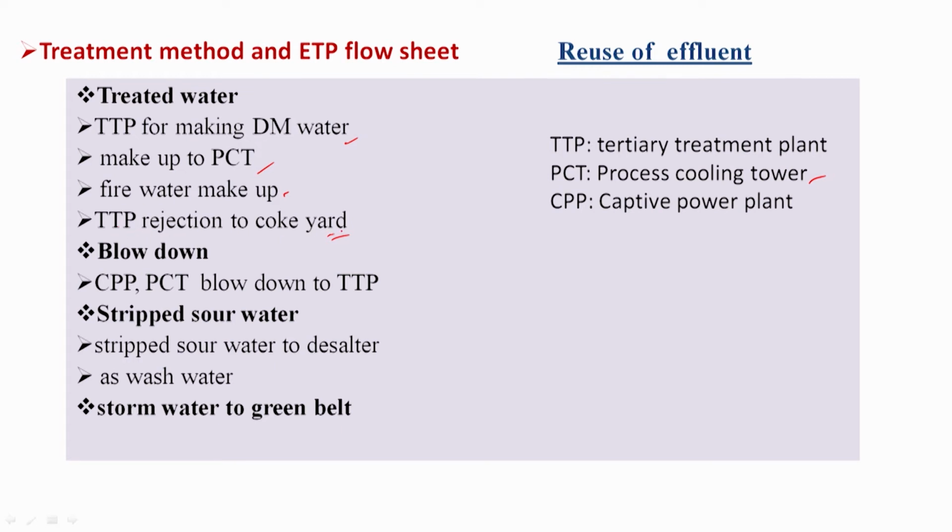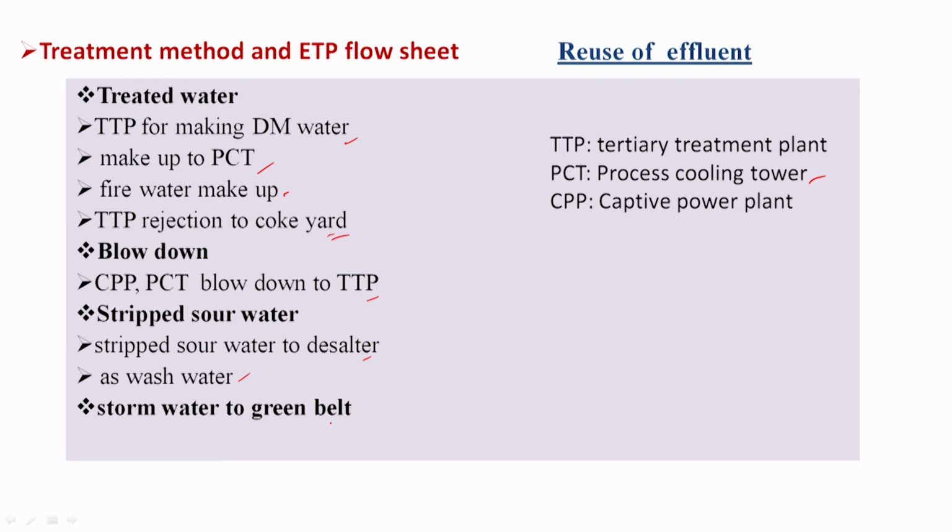That will go to the coke yard, and blow down from the CPP, that is the captive power plant, and PCT blow down will go to the tertiary treatment plant, and then stripped sour water, that is stripped sour water to the desalter as wash water. So, these are the two applications of the stripped sour water, and storm water goes to the green belt.